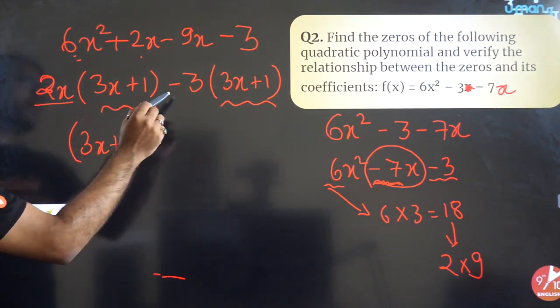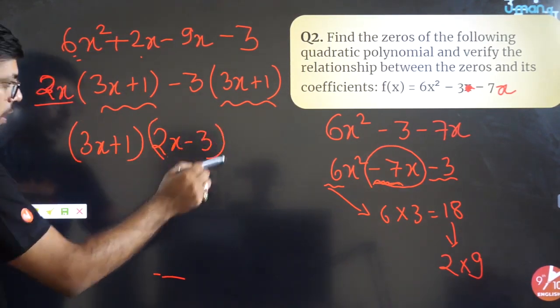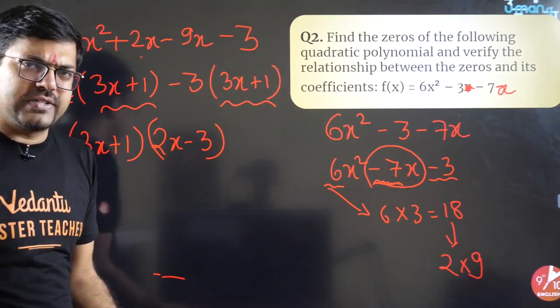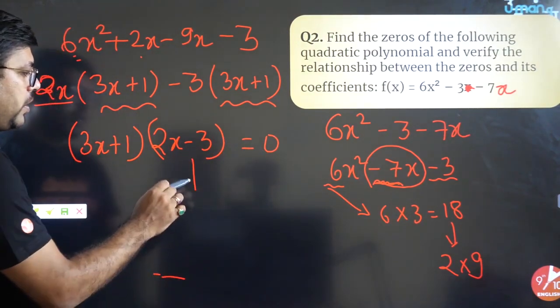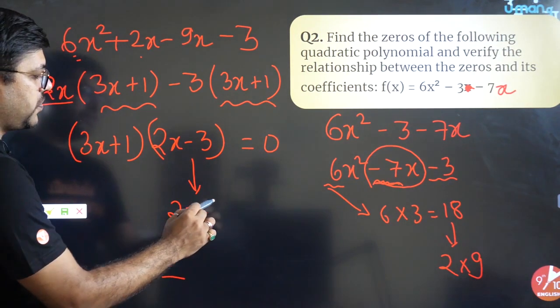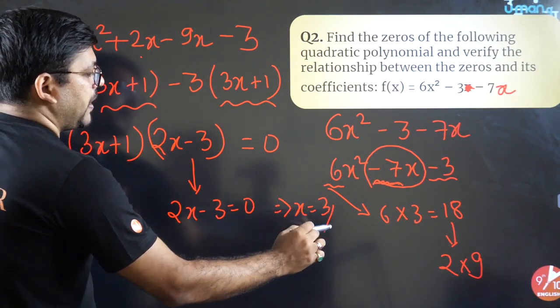And then you have got 2x and then minus 3. So you have got 2x minus 3. Now if you have to find the zero of the polynomial, you know it is simple, you have to just make it equal to 0. Once you make it equal to 0, this 2x minus 3 will become equal to 0. This means that x is going to get 3 by 2.